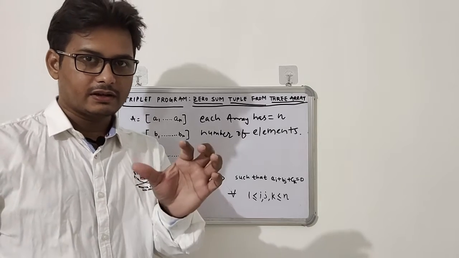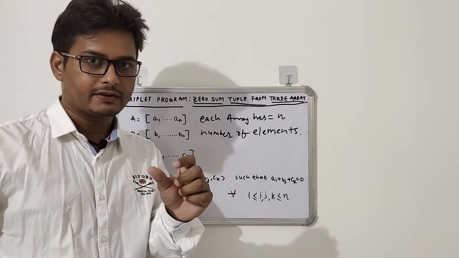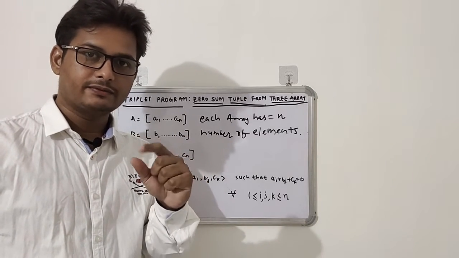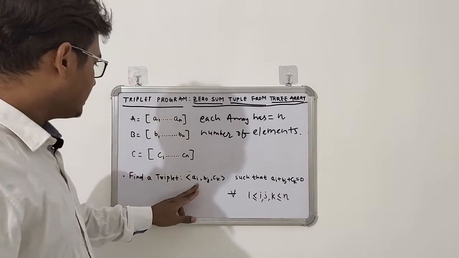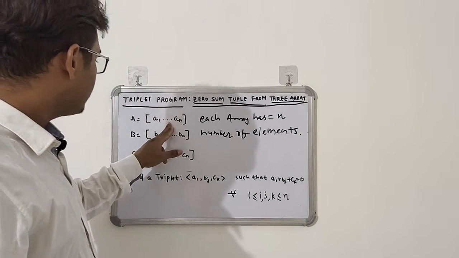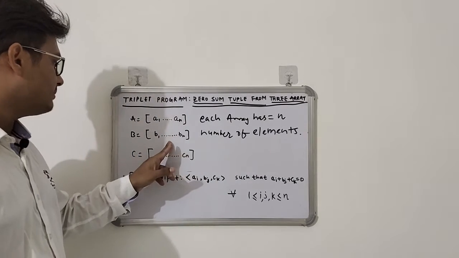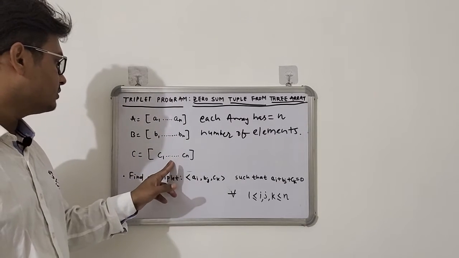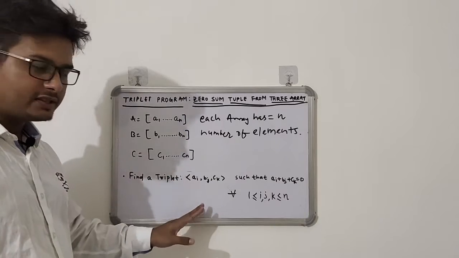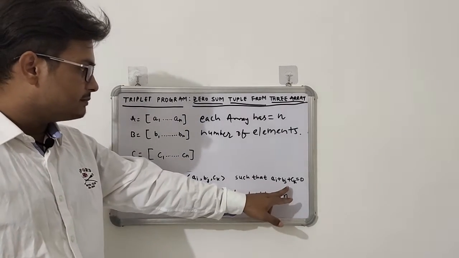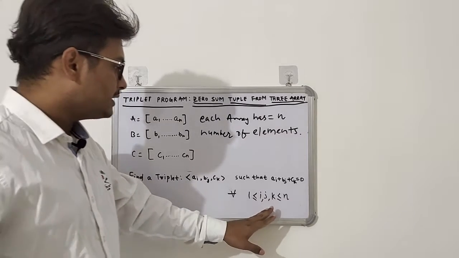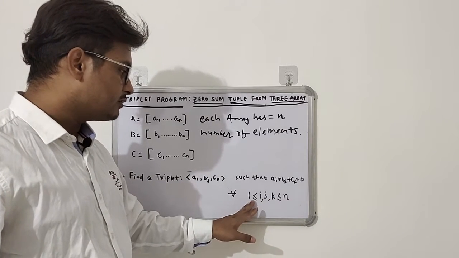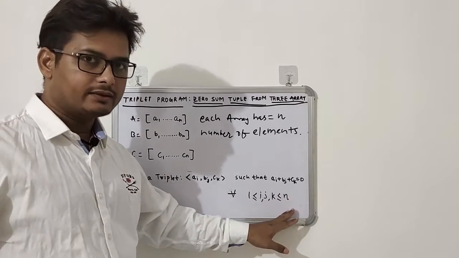Now our main target is to find a triplet. Triplet means it is a combination of 3 elements, and each element from one array. Each element from one array means AI should belong to array A, BJ should belong to array B, and CK should belong to array C, such that the sum of AI plus BJ plus CK should be 0 for all values of I, J, K greater than or equal to 1, less than or equal to n.